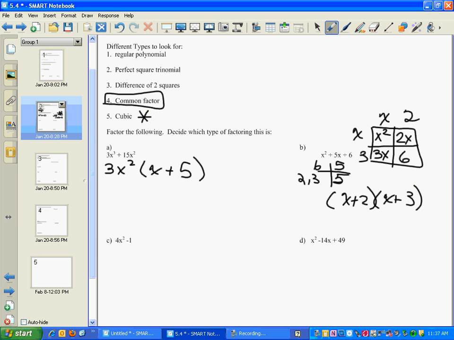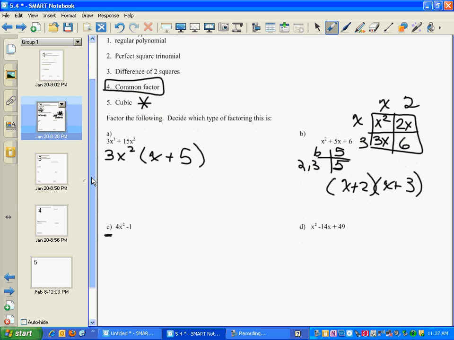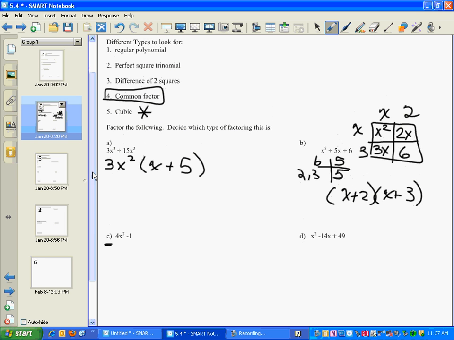The question will not say to factor, the question will say to solve, and the problem will have equals 0 on it. That's when we come up with 2 answers, right? All right, which format does C fall under? Is it a regular polynomial, a perfect square trinomial, the difference of 2 squares? Yeah, do we all see that as a pattern? We need to kind of start recognizing that.